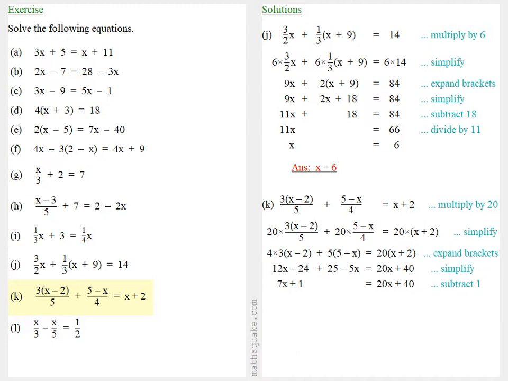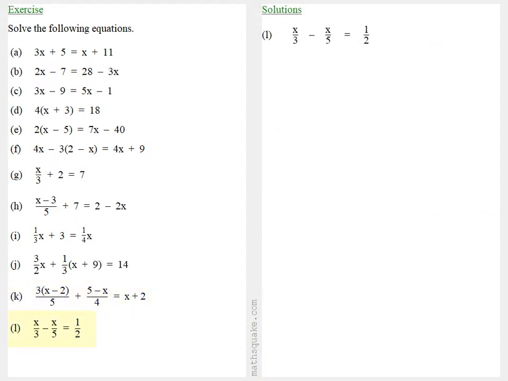Now if we subtract 1, we get 7x equals 20x plus 39. If we subtract 20x, we get minus 13x equals 39. And if we divide by minus 13, that on the left-hand side will give x, and on the right-hand side, 39 divided by minus 13 is minus 3, so our answer is x equals minus 3.